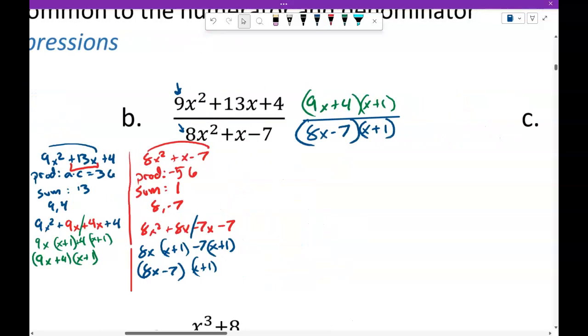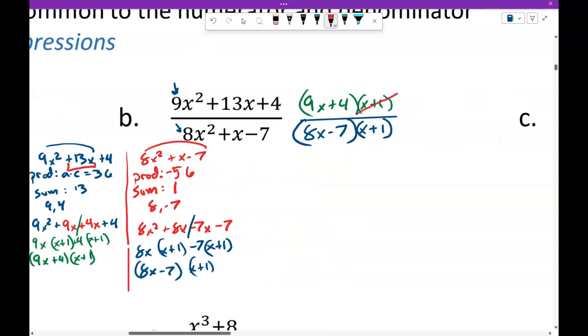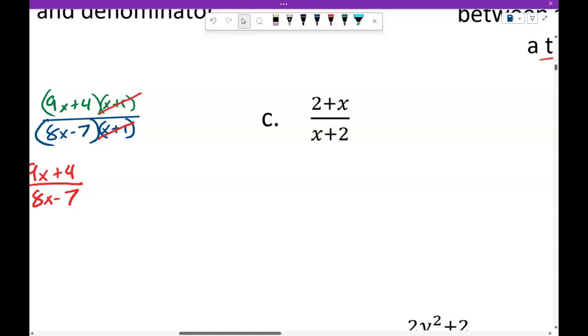Now that we have them both factored, we look and we see there is a common factor of x plus 1, so we can eliminate those, leaving us with 9x plus 4 over 8x minus 7. We take a look at C. Our numerator can't be factored any further. We just have 2 terms, there's no common factor, it's linear, we can't factor it. Same with the denominator. So I don't really see any common factors.